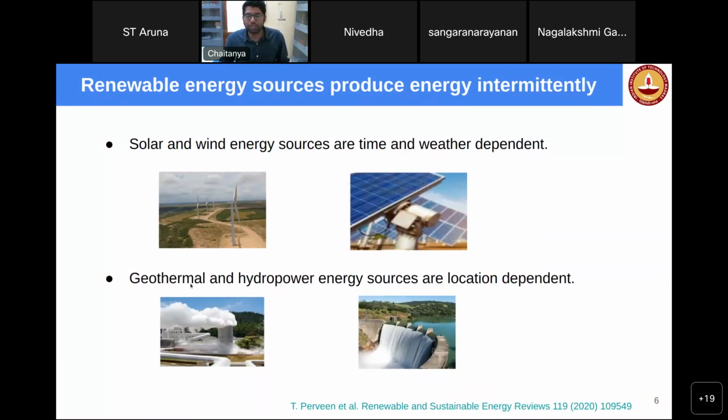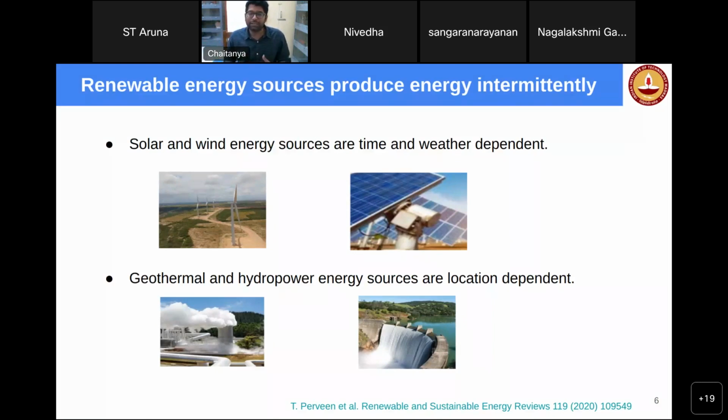Similarly, geothermal and hydropower energy resources are location dependent. We have dams at specific places where you have a large water body, and geothermal energy can only be extracted from a specific location. So although renewable energy resources are a very good source of energy, they are either time dependent, weather dependent, or location dependent. What does that mean? When we want the power, we cannot simply ask for it. We need to first store the energy when it is there and reuse it when we want it.